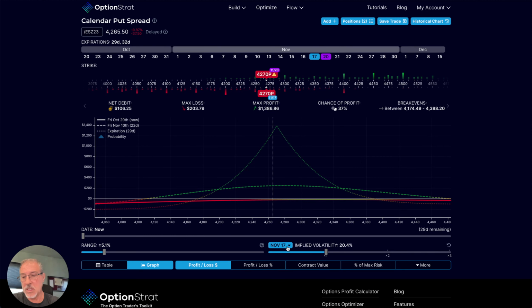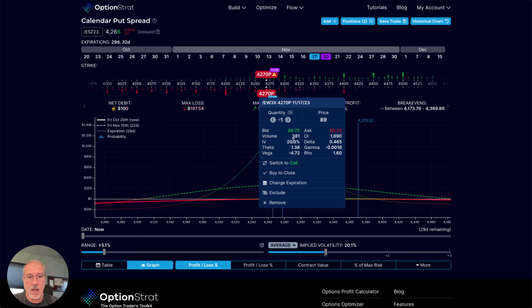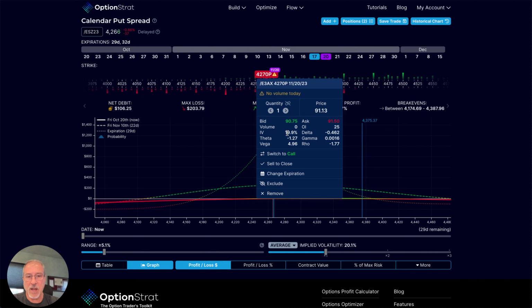So if that is the case, it generally, contrary to popular belief, can make more sense to put on a calendar in a higher volatility environment, particularly when the front period might have a little higher volatility than the back period. So let me just come and put this back to average IV, and now let's just look at the volatility of our two options. So our front period right now has a volatility of 20.3%. Our back period has a volatility of 19.9. This is something known as backwardation.